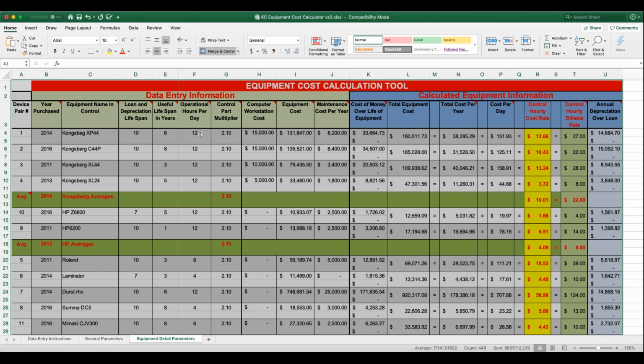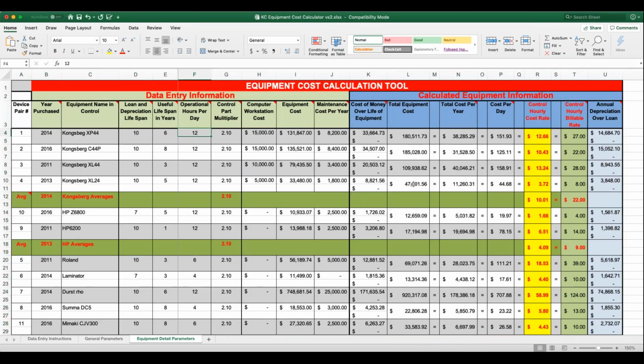If we change the number of hours per day, this is another extremely important number. If we change it from 12 hours a day to 10 hours a day, it went up from 1266 to 1519. So this number, though it's hard to determine accurately, is very, very important. It has a significant impact on some of your more expensive equipment that you might use.